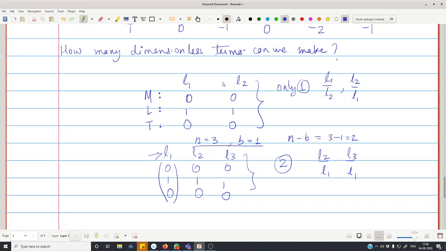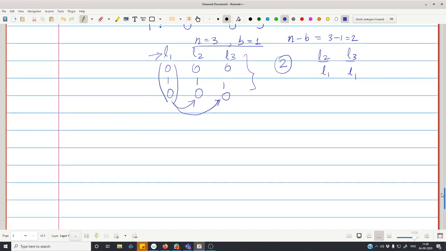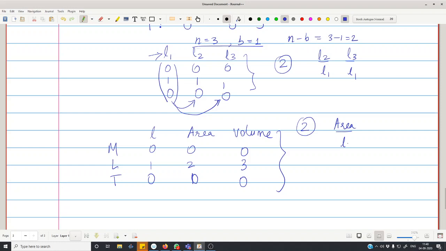What do you mean by basis term? I'll explain. It is the basis with which we can construct the other terms. Let me write it this way. Suppose I have length and area. Length has these dimensions, area has these dimensions, and suppose volume. So how many dimensionless terms can you make? You can make 2 dimensionless terms: area upon L square and volume upon L cube.